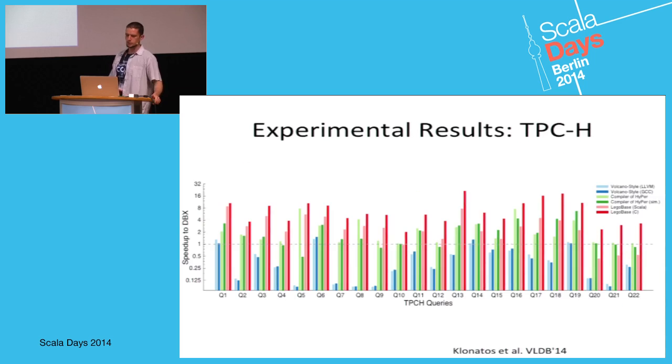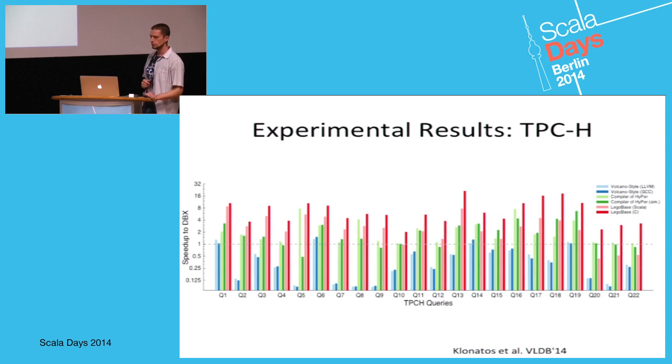So here are some more experimental results for Lego Base. Since we are generating things, we can also generate different variations. So we are not fixed to one shape of code that we can generate, but we can flip the switches and try alternatives. Here are a few variations. We're comparing generating C code versus generating Scala code. Those are the red bars. The light red is generated Scala code, the dark red is generated C code. We're comparing again to Hyper, and we also simulated Hyper by basically doing all the optimizations they describe in their paper, implementing them in our system here.